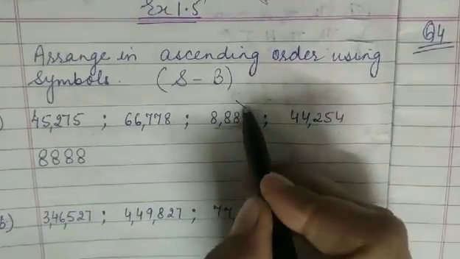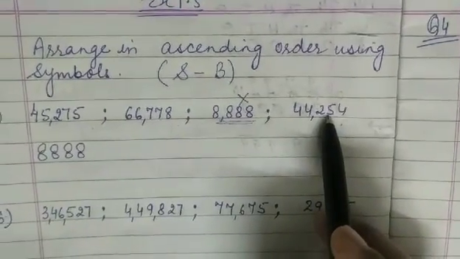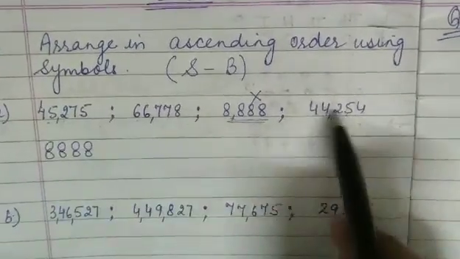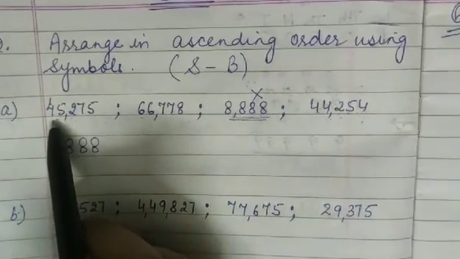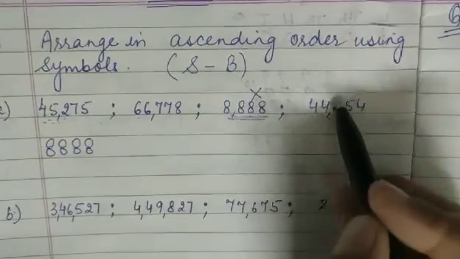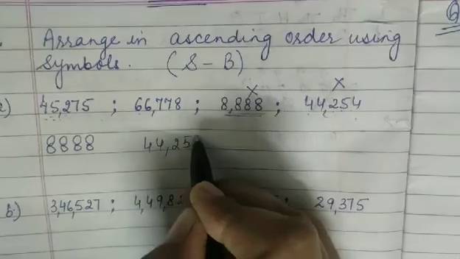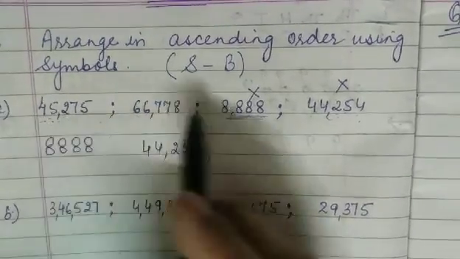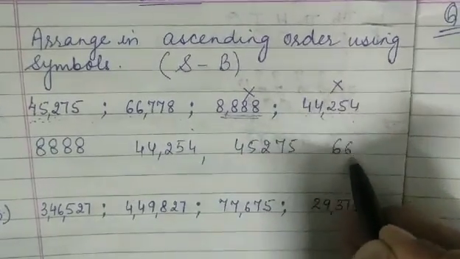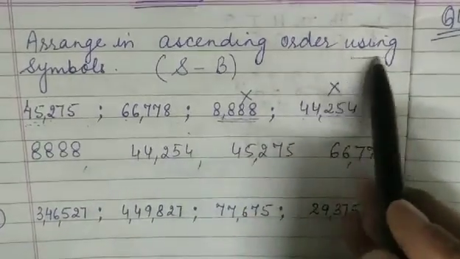Now we have three numbers. Out of three, which is the next smallest? That is 4, 6, 4. So we have two numbers starting with 4. We will compare these two numbers. Compare the first digit, 4, 4, same. Second digit, this is 5 and this is 4. Now this one will be the smallest number, 44,254. Now after this, compare the numbers. This one is the smallest, and the last one is 66,778.